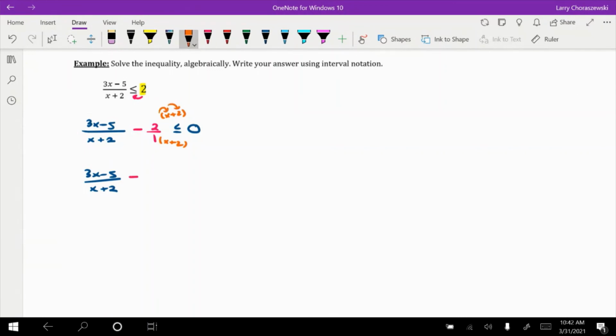Now on the top, we'll have to distribute 2. So 2x plus 4 all over x plus 2. And when we go to subtract the numerators, let's be sure to put parentheses around the 2x plus 4. That way, we know to distribute the minus sign to both of those terms and avoid some sign errors. So the top part of our combined fraction is going to be 3x minus 5 minus 2x minus 4 all over one copy of the common denominator of x plus 2.